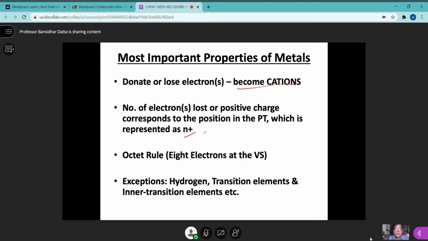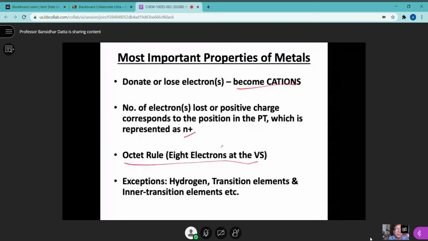So basically lithium, sodium, potassium, rubidium, they all become 1 plus. Everybody okay, right? Likewise, group 2 elements like magnesium, calcium, barium, strontium become 2 plus. Group 3 elements, aluminum, gallium, become 3 plus. All right. And why are they doing it? They are following the octet rule, so 8 electrons in the valence shell.